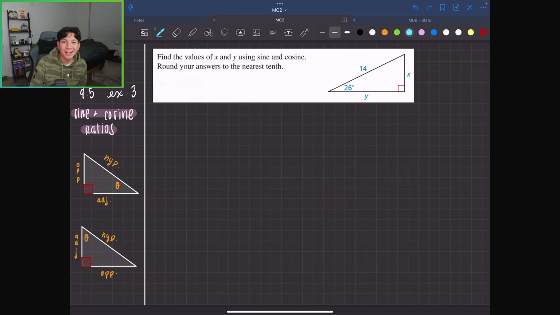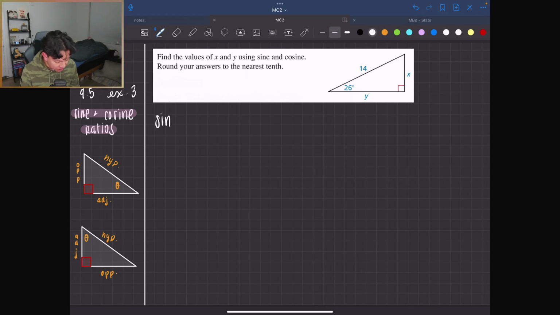All right, let's go ahead and use the sine and cosine trigonometric ratios to find missing side lengths in a right triangle. So in this example, it says, find the values of x and y using sine and cosine, and then round your answers to the nearest tenth. So let's talk about what we know about sine and cosine.